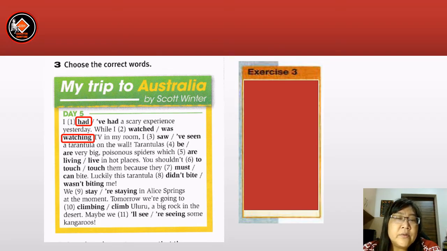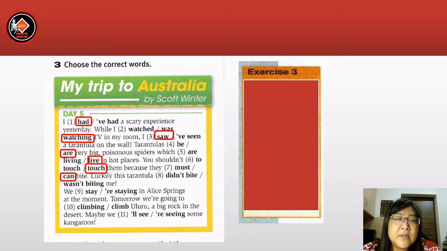I saw or have seen. So I saw a tarantula on the wall. Tarantulas are very big poisonous spiders which are living or live in hot places. So the answer is live. You shouldn't touch or to touch. So the answer is touch them because they must or can bite. So the answer is can bite.